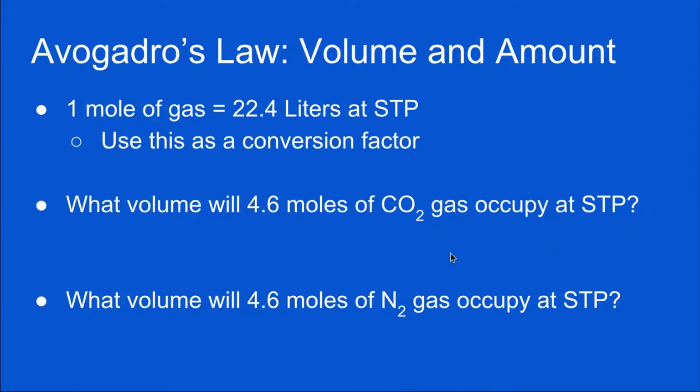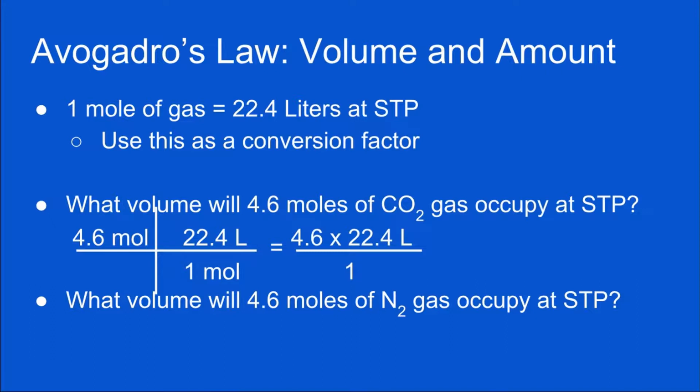So what we need to know from this is that we have 4.6 moles of carbon dioxide gas. We can set up a conversion table around that, and we're trying to change our number of moles into liters. And remember that our conversion factor is 1 mole of a gas is 22.4 liters. If you do this calculation, 4.6 times 22.4 liters divided by 1, you get the result of 103.04 liters.